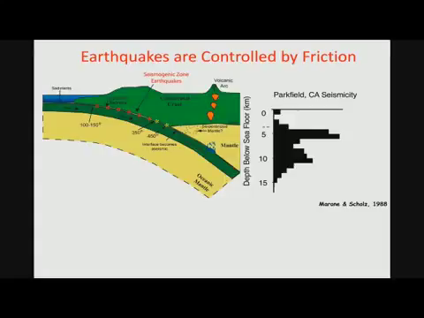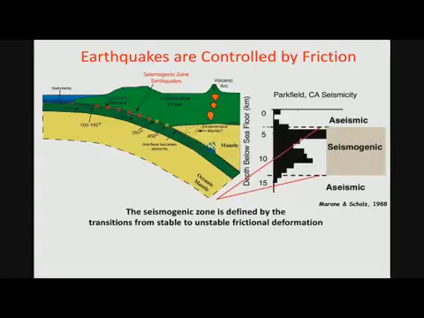And so, we see some kind of aseismic behavior, which is believed to be stable sliding. We know the plates are moving, so we're accommodating that motion somehow. Creep and stable sliding transition into some kind of unstable seismogenic zone, and back out.